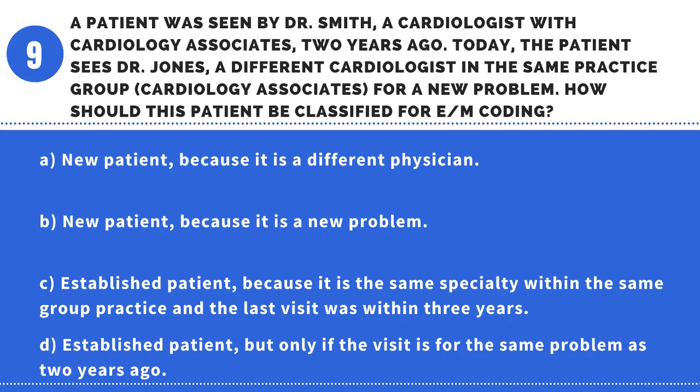Question 9. A patient was seen by Dr. Smith, a cardiologist with Cardiology Associates, 2 years ago. Today, the patient sees Dr. Jones, a different cardiologist in the same practice group, Cardiology Associates, for a new problem. How should this patient be classified for E/M coding? A. New patient, because it is a different physician. B. New patient, because it is a new problem. C. Established patient, because it is the same specialty within the same group practice and the last visit was within 3 years. D. Established patient, but only if the visit is for the same problem as 2 years ago.